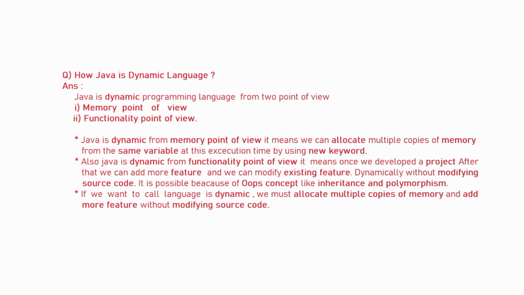It means once we develop a project, after that we can add more features and we can modify existing features dynamically without modifying source code. It is possible because of OOPs concepts like inheritance and polymorphism. If we want to call a language dynamic, we must allocate multiple copies of memory and add more features without modifying source code. That's it.